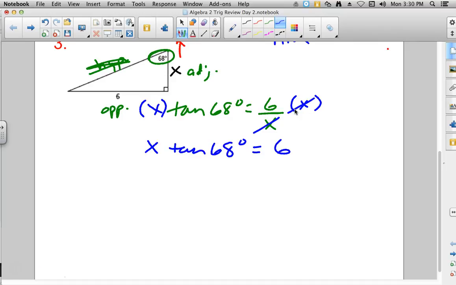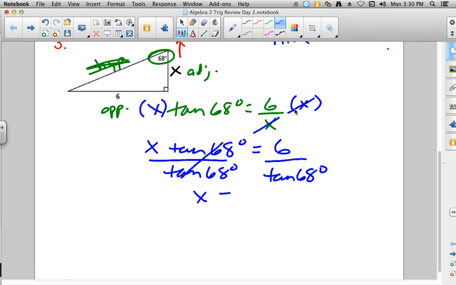Now, if I want X all by itself, I have to get rid of the tangent of 68 degrees. So how do I get rid of it? Well, it's just a number. So I'm going to divide both sides by the tangent of 68 degrees, because right now it's being multiplied. So we will need 6 divided by the tangent of 68 degrees.